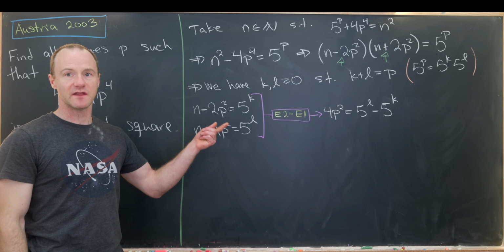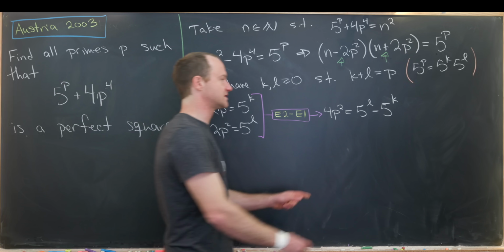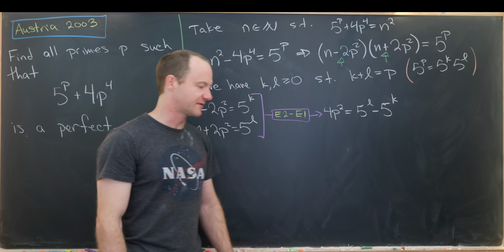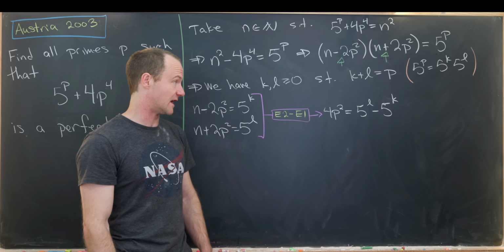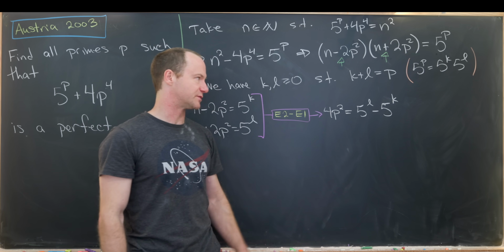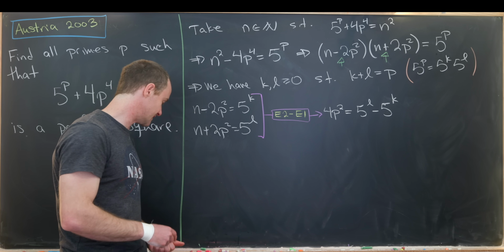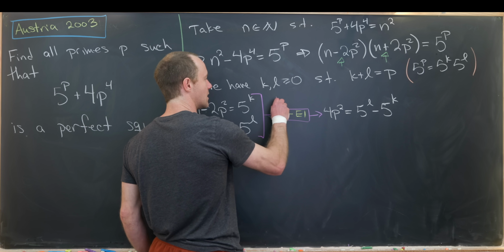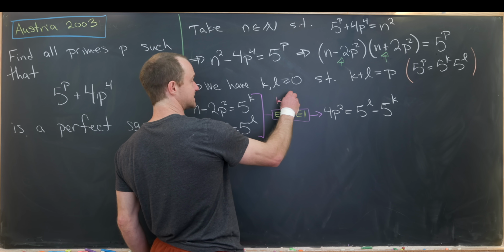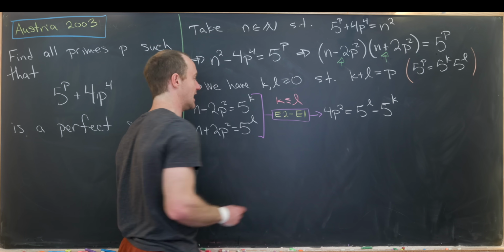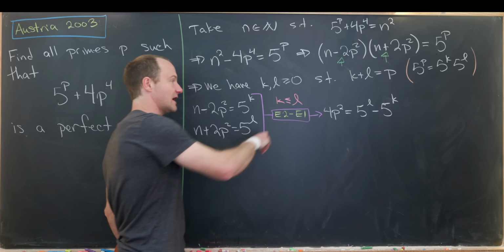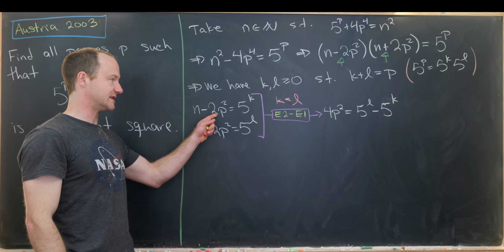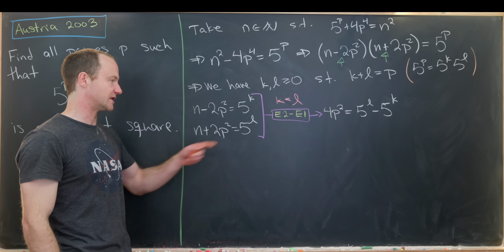Next up, let's notice that this is almost always a multiple of 5 over here on the right-hand side. That's because we're taking the difference of two powers of 5. In fact, it's only not a multiple of 5 when k is equal to 0. While we're at it, let's point out that we immediately know that k is less than or equal to l. And that's because over here, actually we have a strict inequality. k is less than l because here we have n - 2p^2 and here we have n + 2p^2.